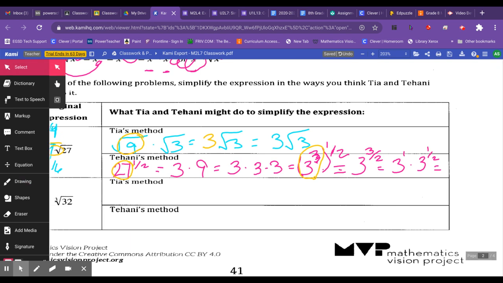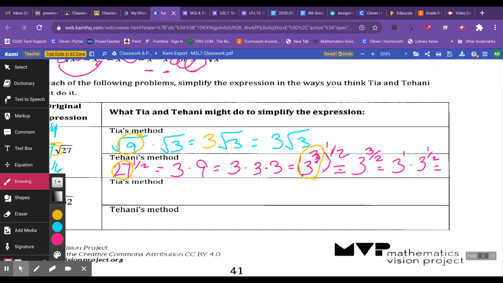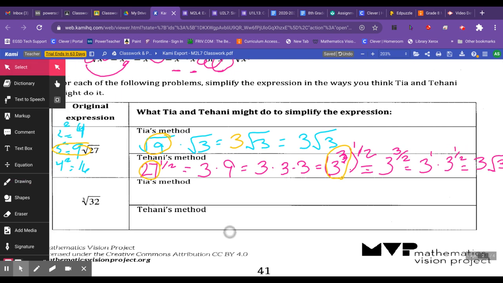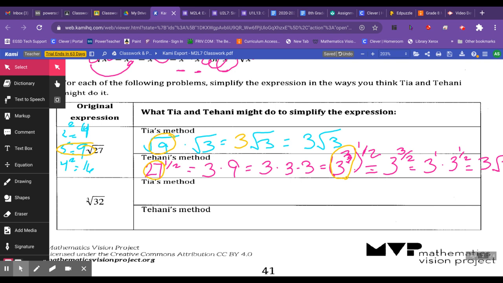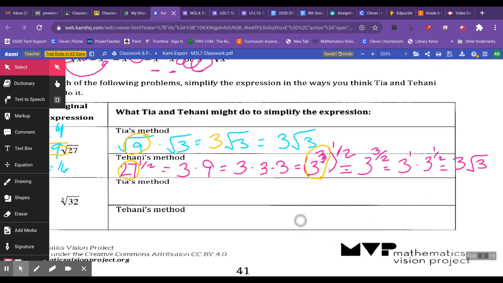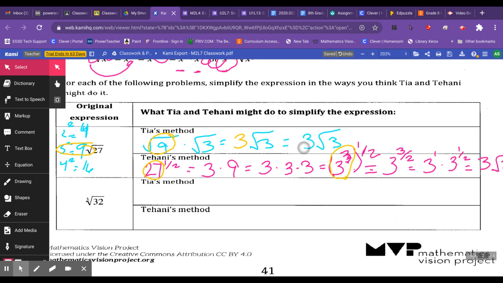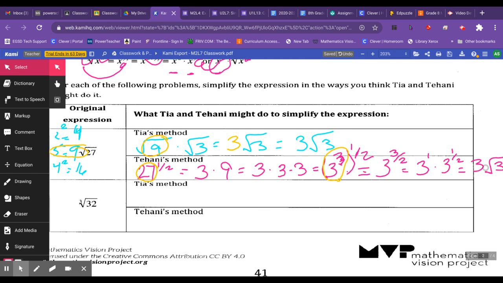And that puts me at 3 to the 1st is 3. 3 to the 1/2 would be the square root of, not 2, square root of 3. So Tahani's, I feel, is a little more complicated when we have just numbers, but it still works. So it's 3 square root of 3. Notice we got the same answer for Tahani and Tia.